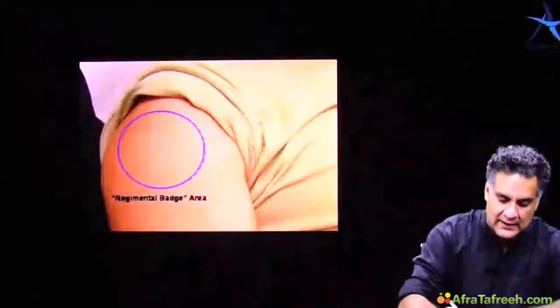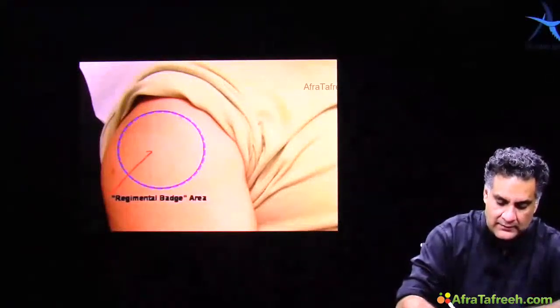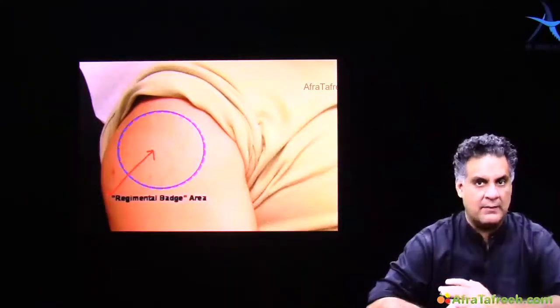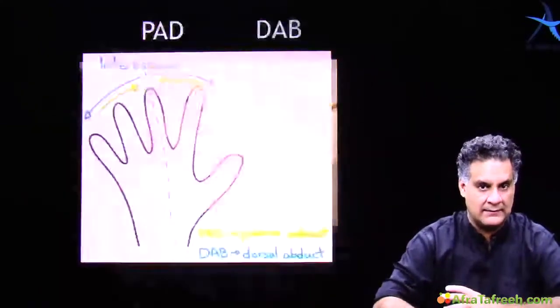Axillary nerve is damaged in shoulder dislocation, fractures of the upper end of humerus and injection into deltoid. This is the area at the upper end of the humerus, proximal arm, where the regimental badge is. The army people have their badges, called the regimental badge area.